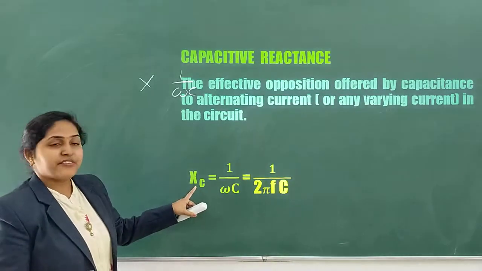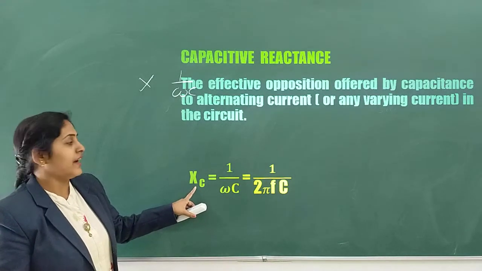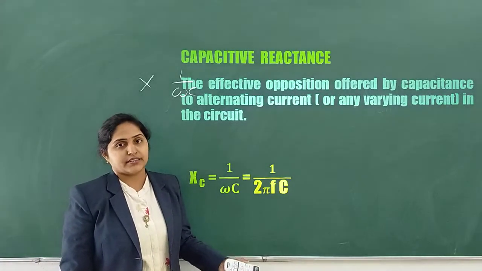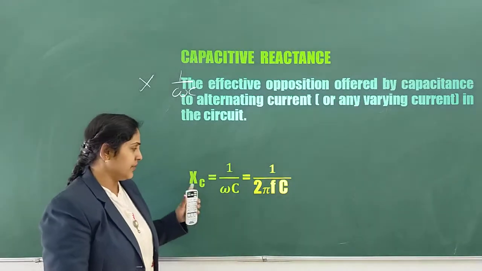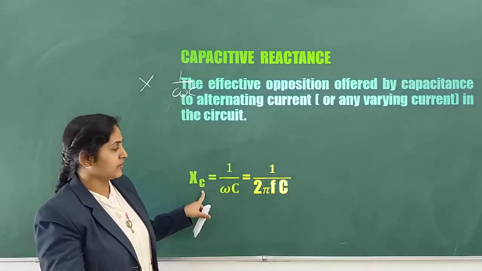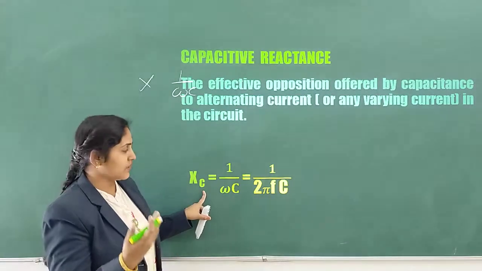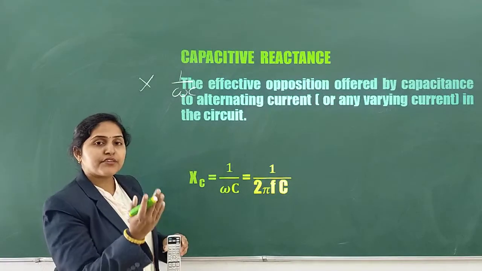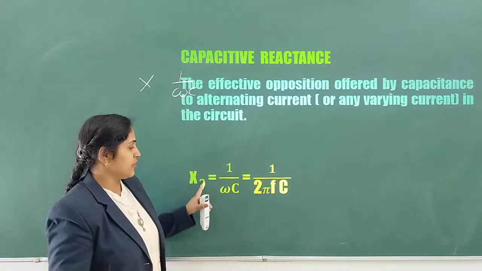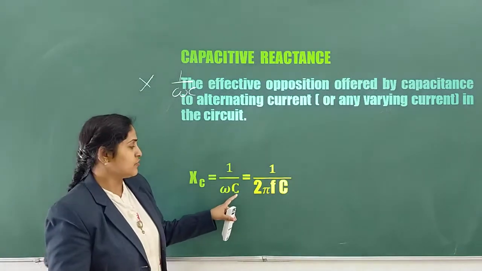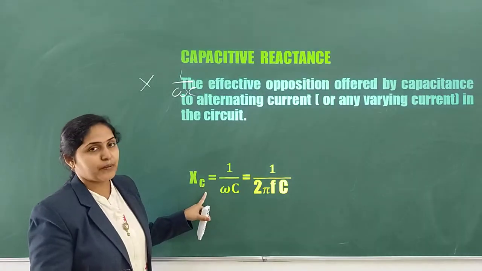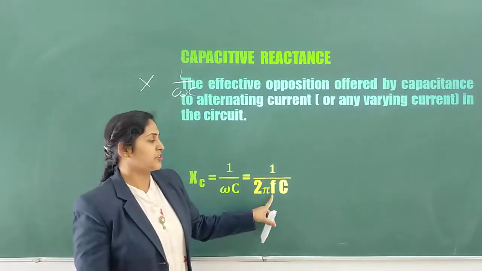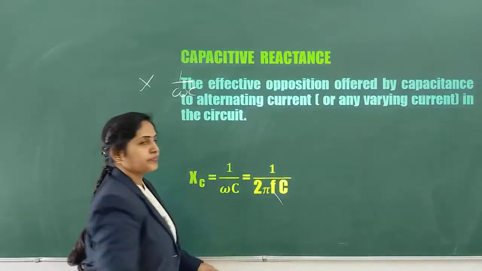It limits the value of current, as the resistor limits the value of current in the resistor circuit. So this does the same function as that of inductive reactance. This capacitive reactance also opposes the current in the circuit. So it is given by 1 by omega c. So omega c is inversely proportional to capacitance and angular frequency, as well as inversely proportional to the linear frequency.